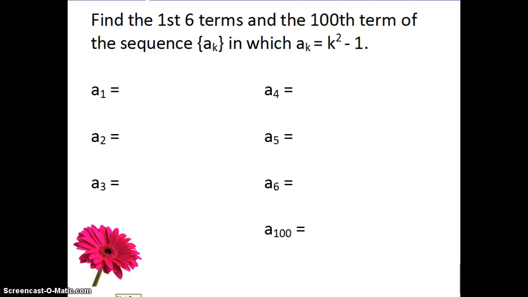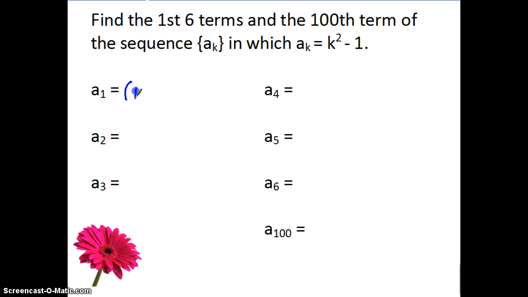So this next slide says find the first 6 terms and the 100th term of the sequence a sub k, is how we read that, in which a sub k equals k squared minus 1. In the last example, we asked you to see if you can come up with a formula to generate those numbers. This one, the formula is given. A sub k is k squared minus 1. To get the first term, or the a sub 1, that means the first term of our sequence a sub k, all we have to do is plug in a 1.